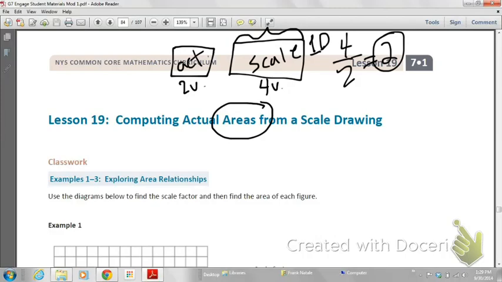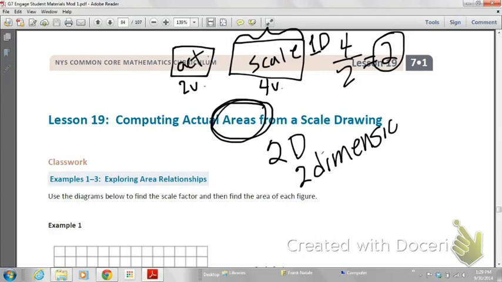Area is different, and hopefully you all know this coming into grade 7 math. This is something that's pretty critical, but I'm going to give a little refresher anyway. When you calculate or compute area, you are looking at 2D, or 2 dimensions. When you calculate area, you are measuring 2 dimensions. And we're going to see that coming up in the examples.